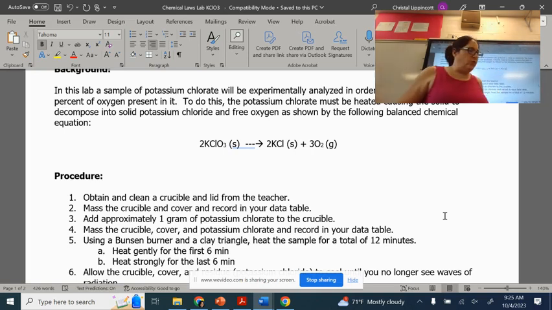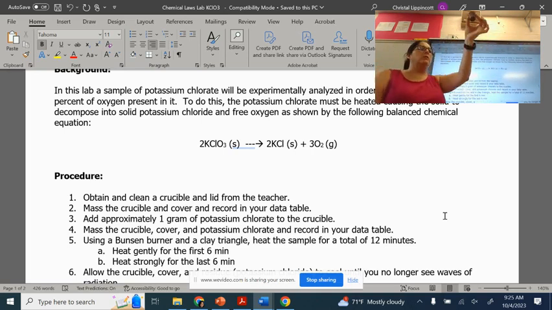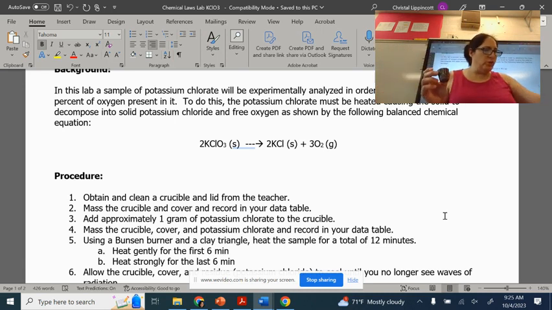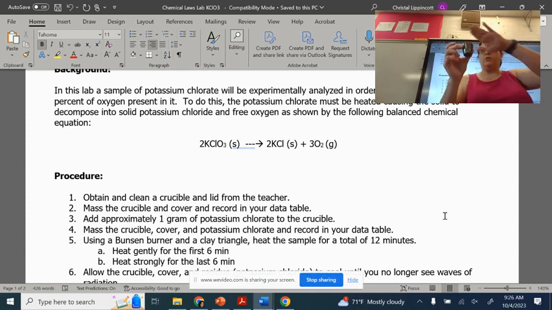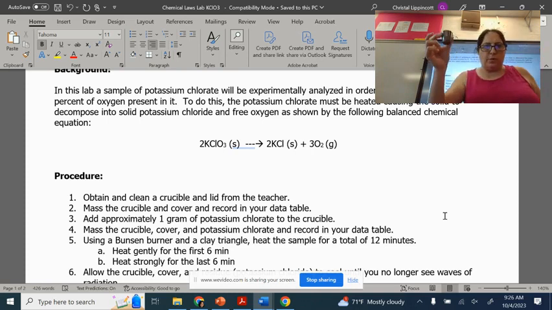All right, so first of all, you need to know what a crucible looks like. So this is what a crucible looks like. And this crucible, it says obtain a crucible and lid from your teacher. There should be a lid here. I don't have it, but there's going to be a metal lid that fits on top of here.